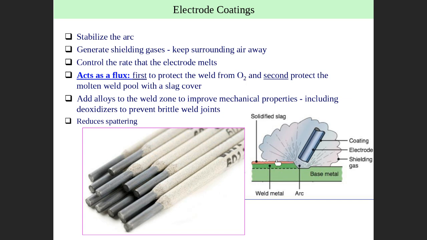This slag later, when the weld is finished, we remove manually. As I told you, it controls the rate of the deposition, and acts as a flux that reacts with the environment. Sometimes we add some alloys in a filler material, some little alloys in a filler material, to improve the mechanical strength of the material.